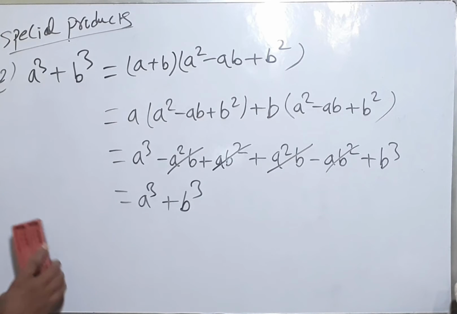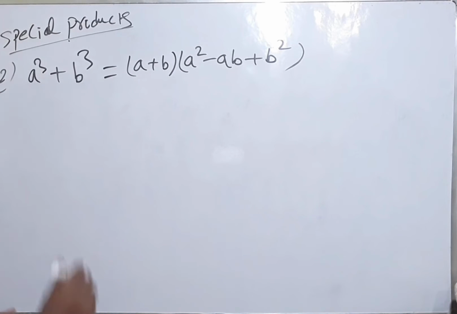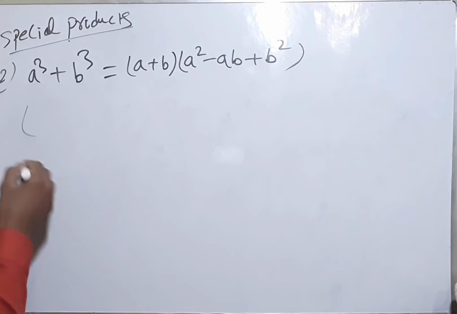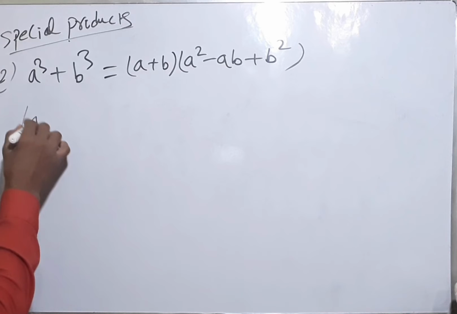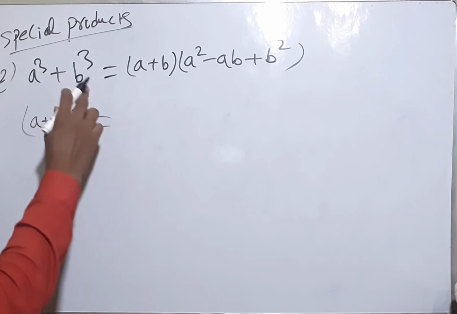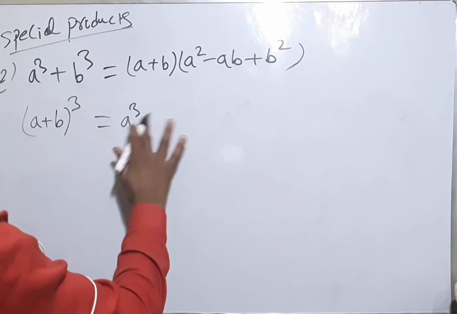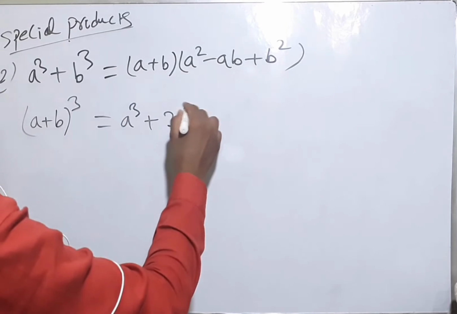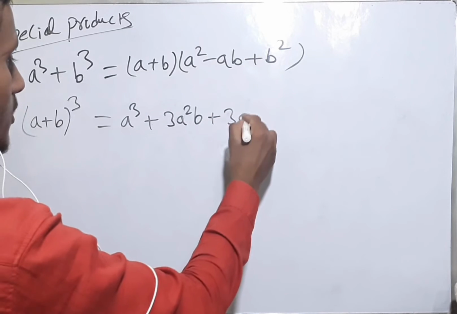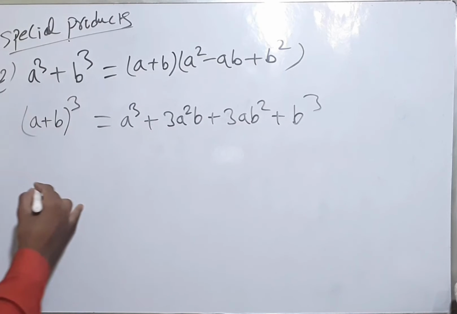And now let's move on to another method, which is using another formula, just as previously we have done. a plus b to the whole cubed is equal to a cubed plus 3a squared b plus 3ab squared plus b cubed. This is what it is equal to.